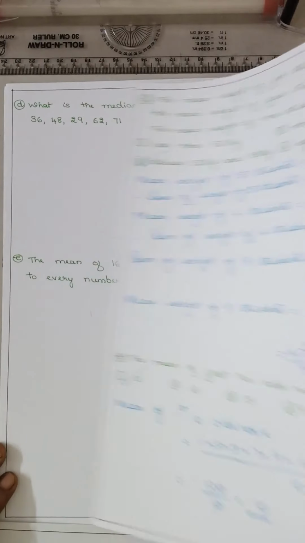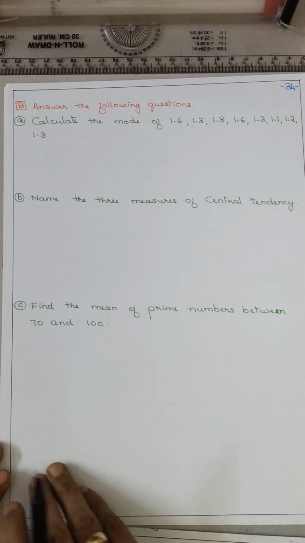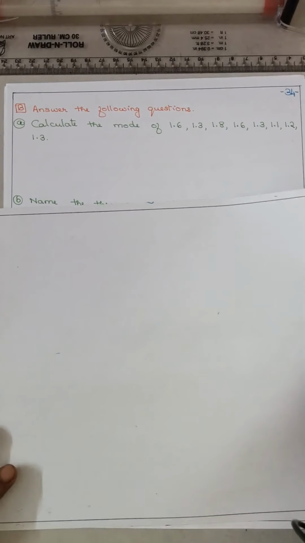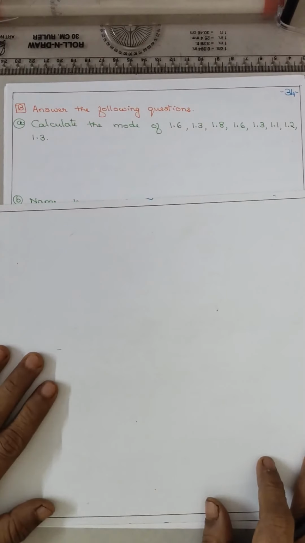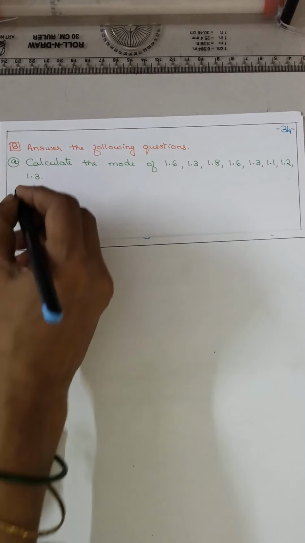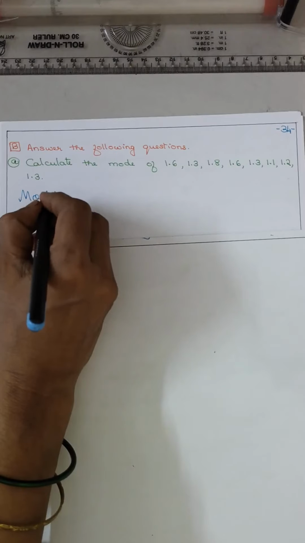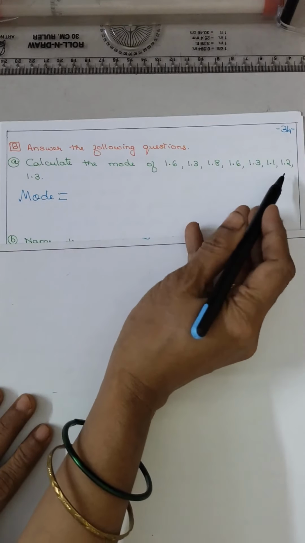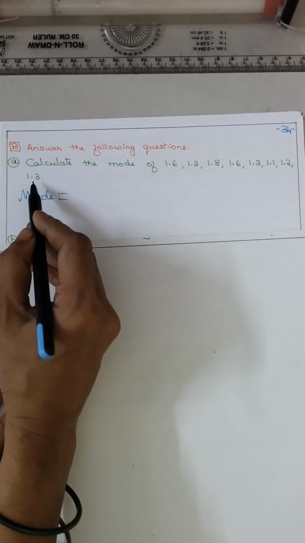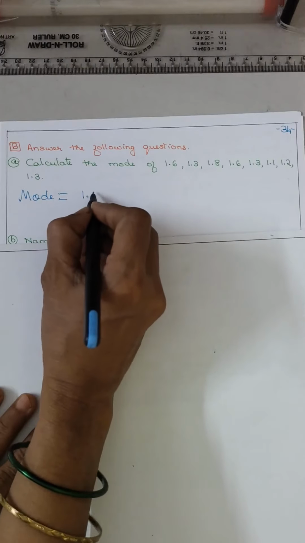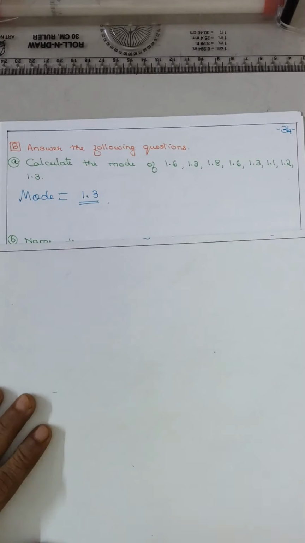Now coming to question number 1B. First question, calculate the mode. Mode means what? The number repeated the most times, isn't it? In this, by just looking at it, you can write which is the number that has been repeated many times. 1.3, 3 times. So the answer is 1.3.